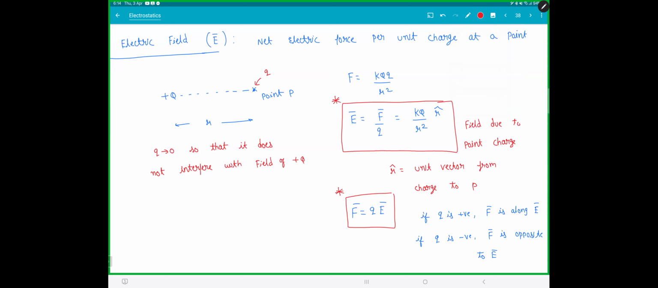That is the only formula we have, kq by r square. Any doubts on this page?